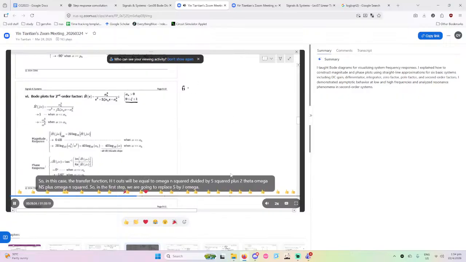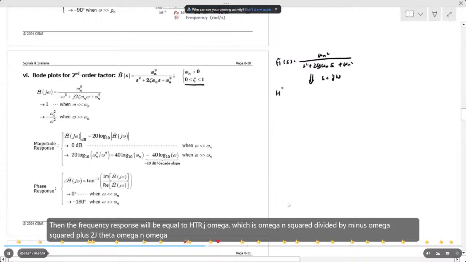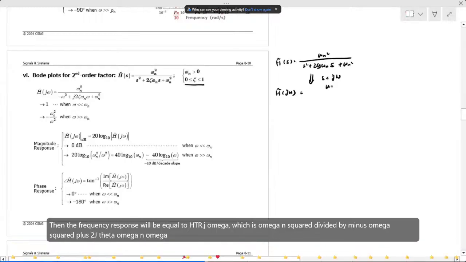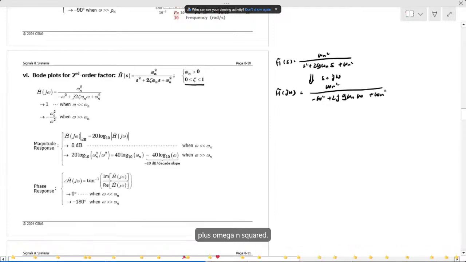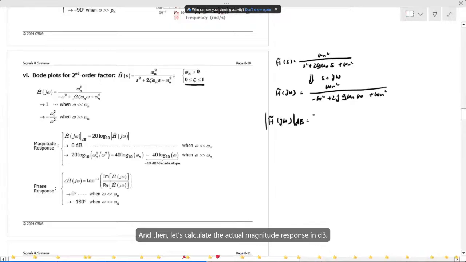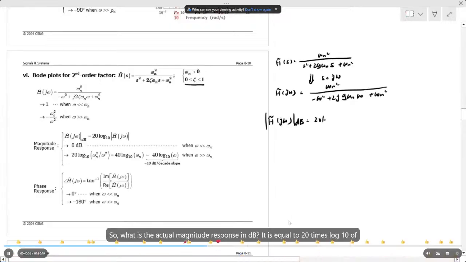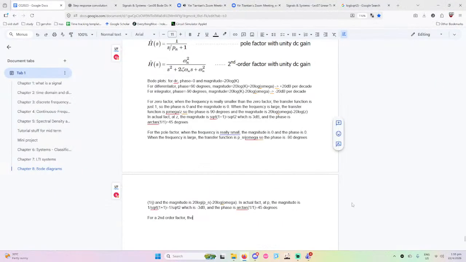In this case, the transfer function H(s) will be equal to omega n squared divided by s squared plus 2 theta omega n s plus omega n squared. In the first step, we are going to replace s by j omega. Then the frequency response will be equal to H(j omega), which is omega n squared divided by minus omega squared plus 2j theta omega n omega plus omega n squared. And then let's calculate the actual magnitude response in dB. It is equal to 20 times log 10 of omega n squared divided by square root of (omega n squared minus omega squared) squared plus (2 theta omega n omega) squared. Is it correct?